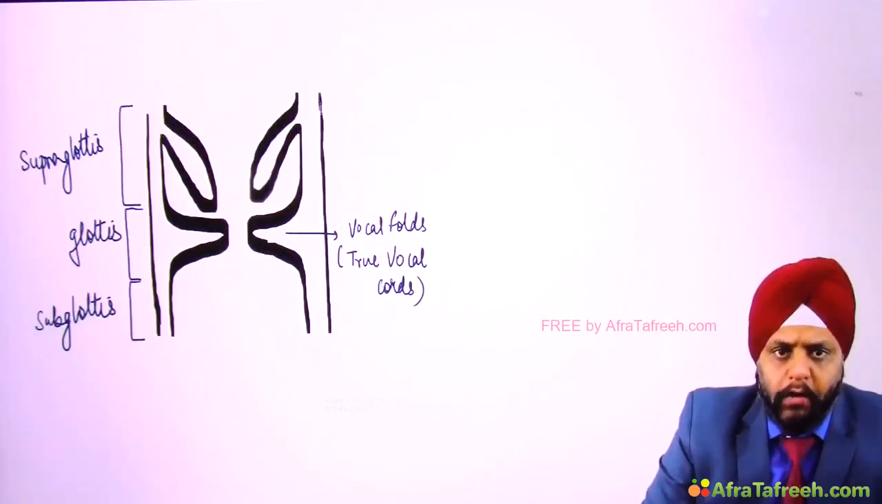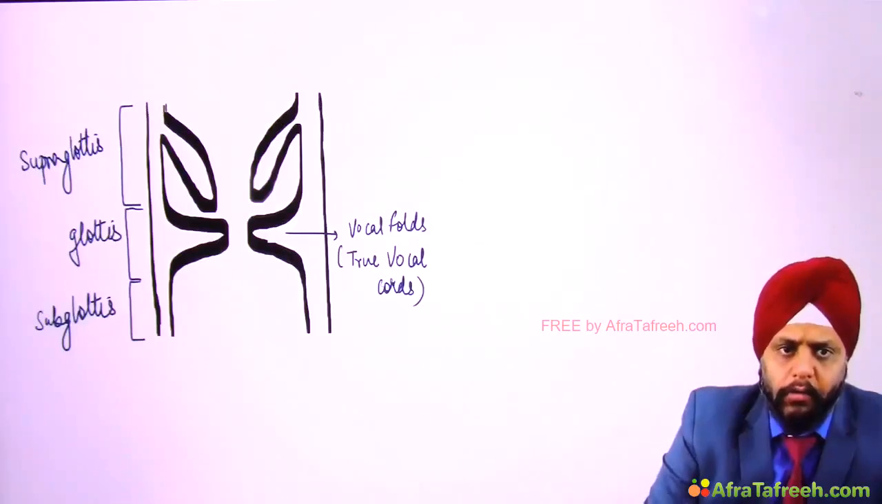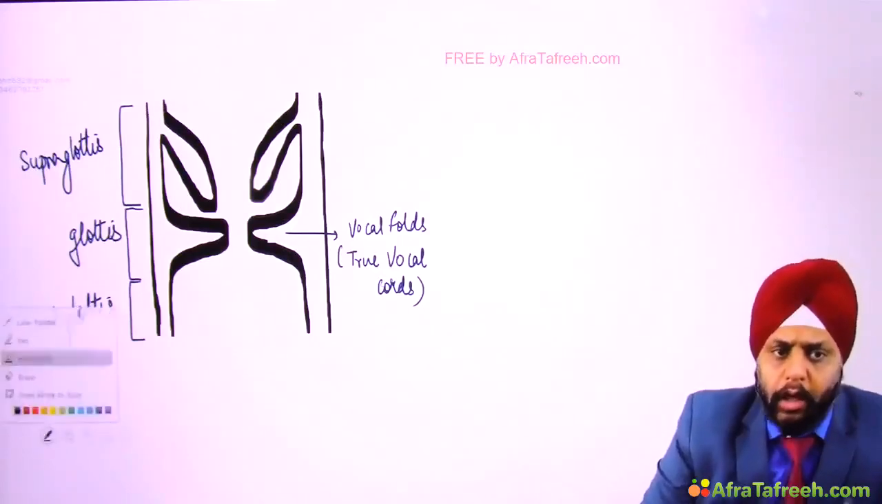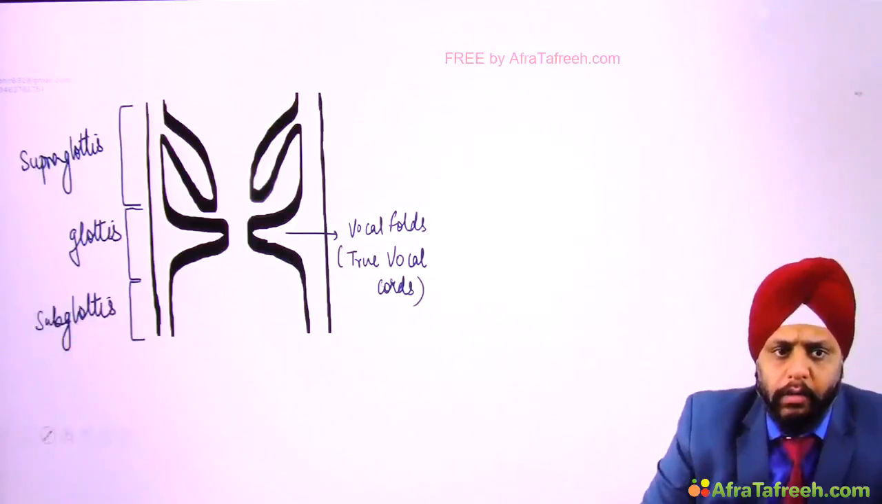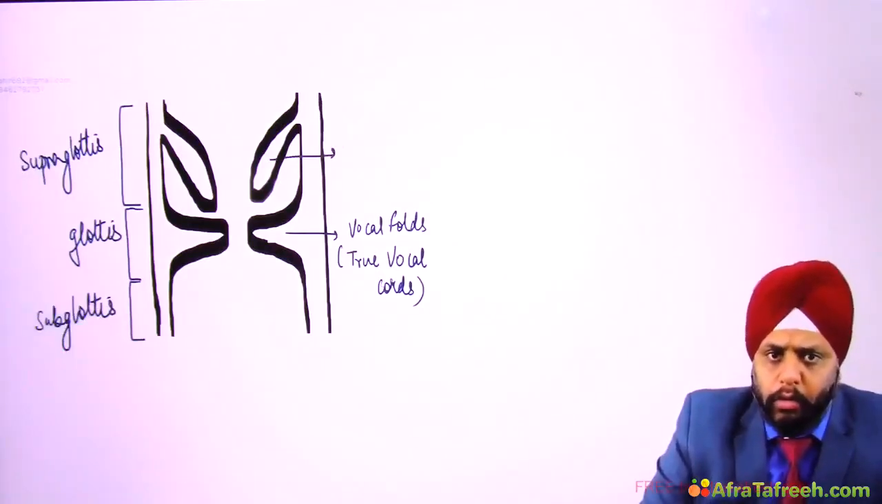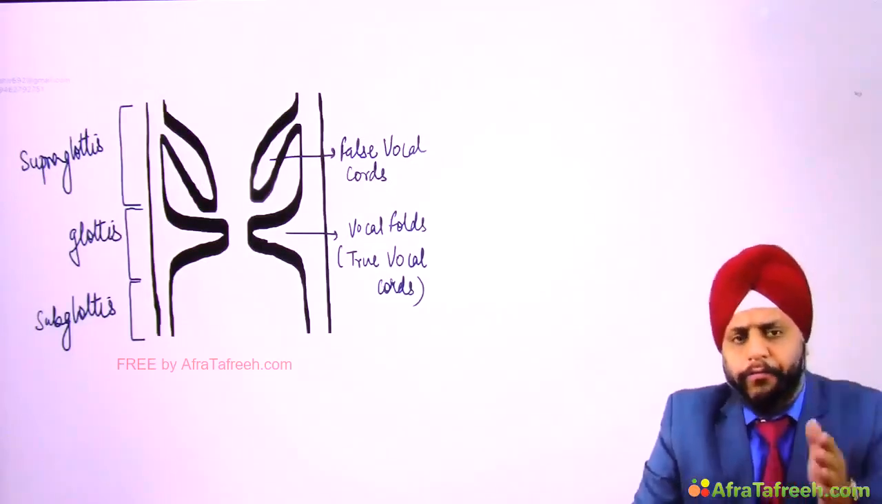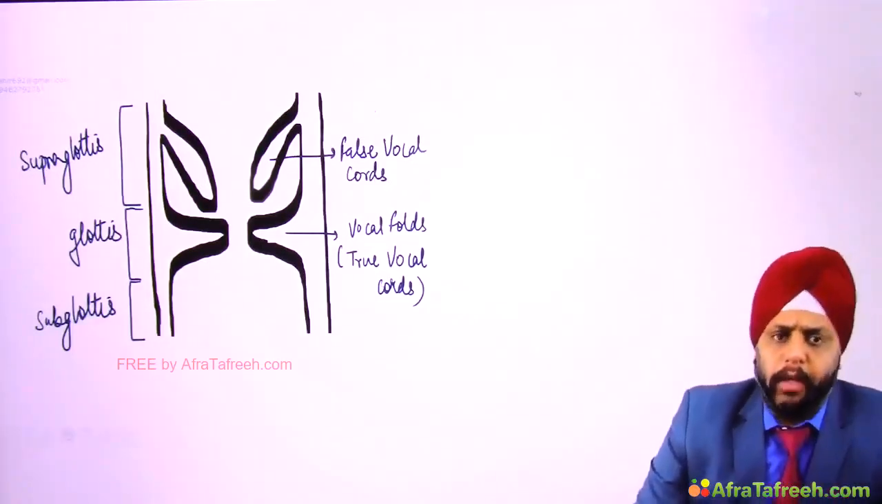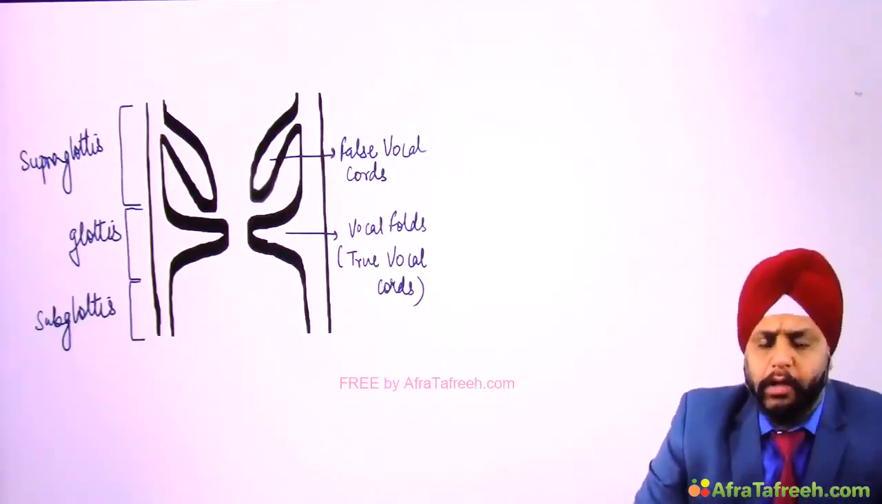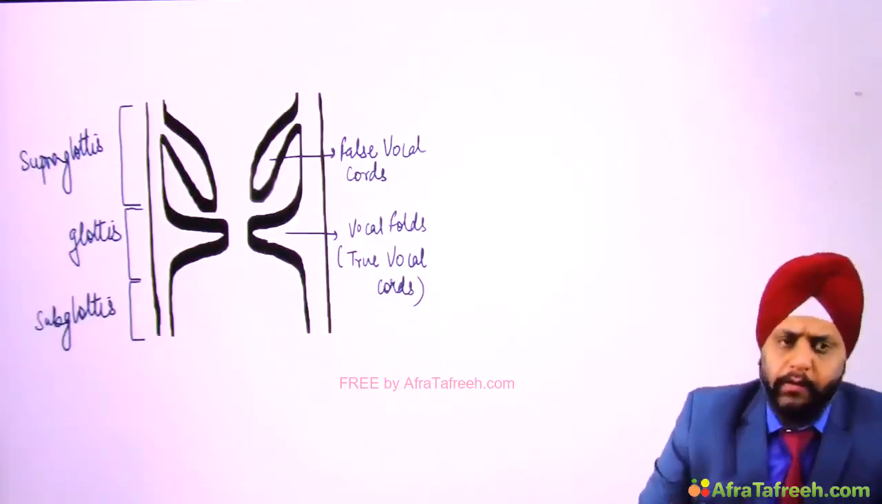Okay. So we actually have a structure over here. This structure was earlier known as false vocal cords. This name is not correct nowadays. As you can see, this is also a fold, so calling them chords was obviously technically wrong. Okay, so we'll discuss them.